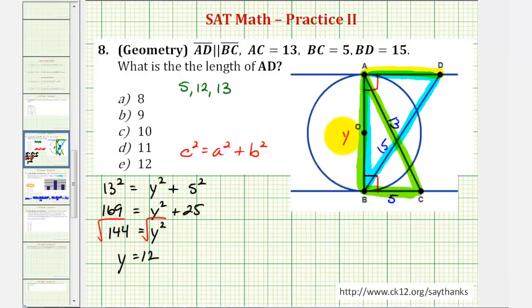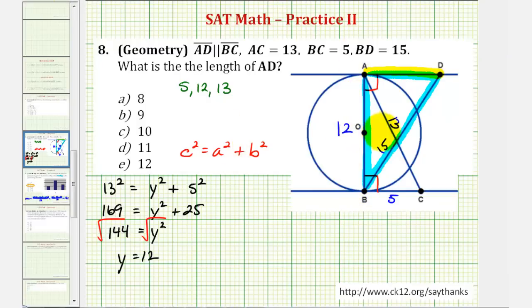So let's substitute 12 for y here. Now we know this is 12. Let's go ahead and erase the green right triangle so it's a little easier to see. Now we'll use the blue right triangle, the upside down right triangle, to determine the length of AD. Notice how in this triangle the hypotenuse is 15 units and this longer leg is 12 units.